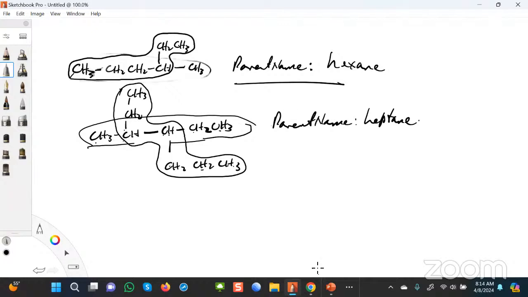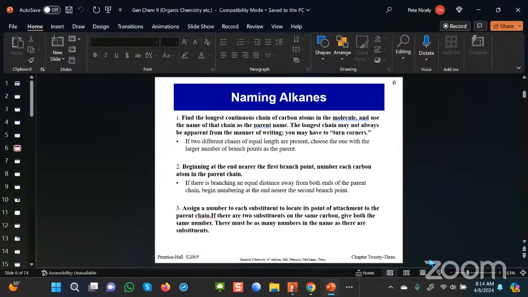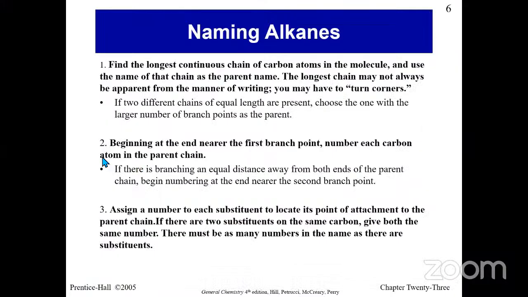Okay, so I take it that you understand that. So let's move on to the next rule. The next rule says, beginning at the end nearer to the first branch point, number each carbon atom in the parent name, or the parent chain, I should say.